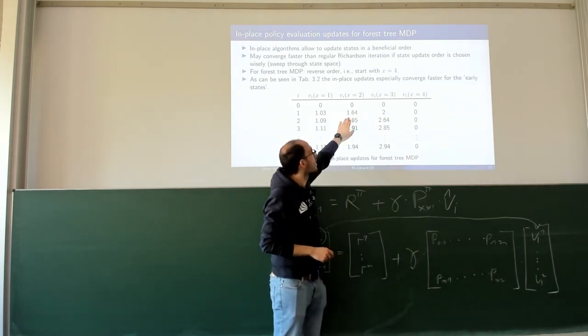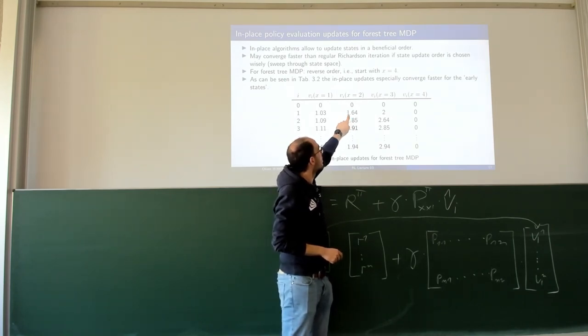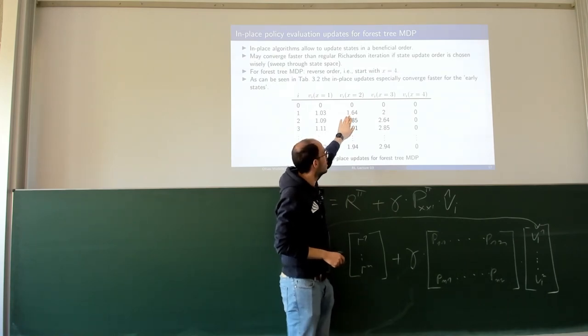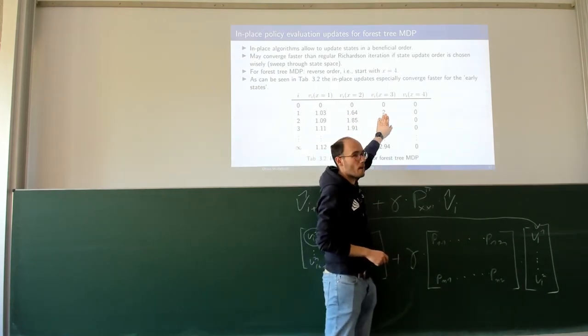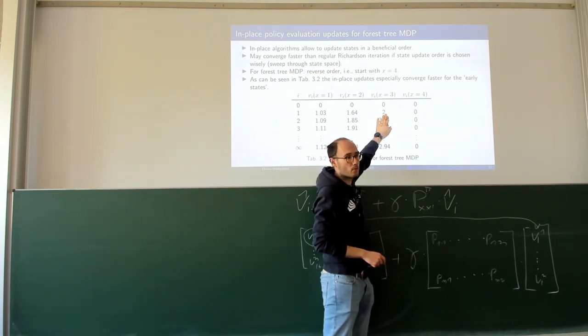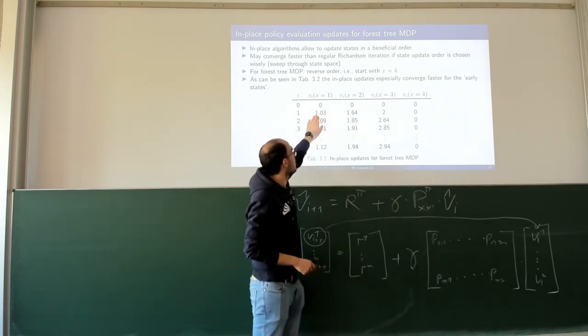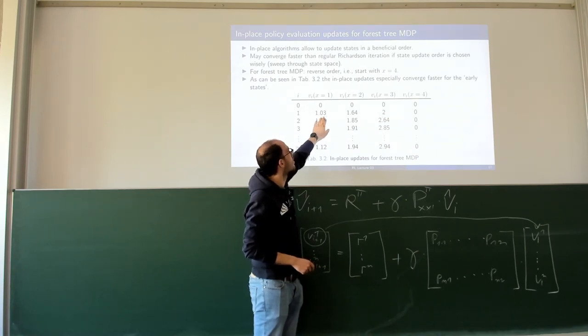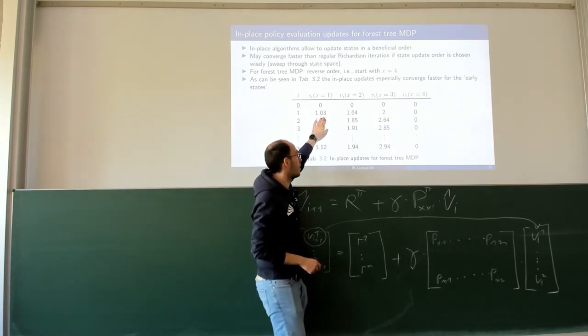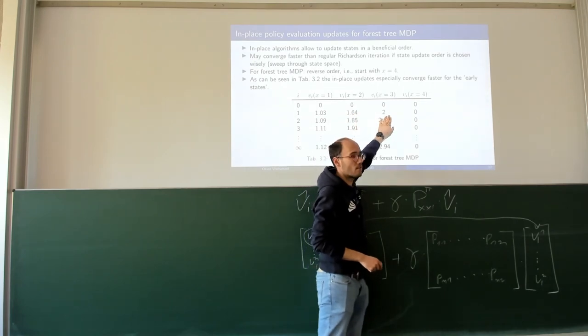But now what is happening is that we use these in-variance updates. So when we update V for the second state, we can already utilize that previously we have updated the state value information for state number three. And likewise, if we update the state value information for state number one, we can already consider that we have updated these two state values previously.